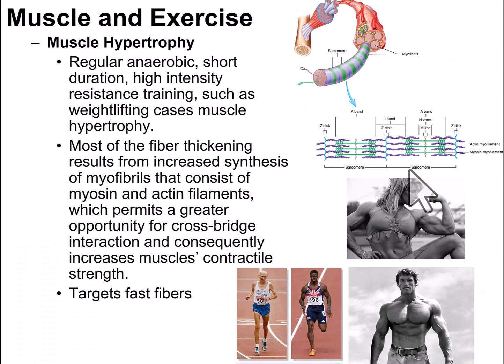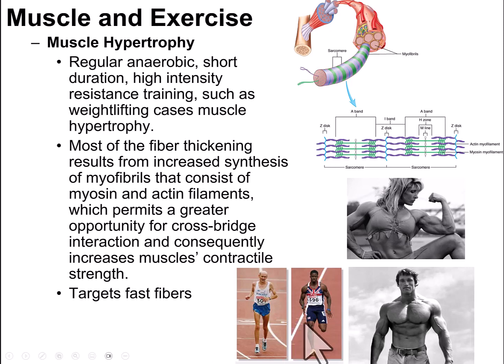When you look at muscle hypertrophy, well, regular anaerobic, short duration, high intensity resistance training, such as weightlifting, causes muscles to hypertrophy. Most of that muscle cell fiber or myofiber thickening results from increased synthesis of myofibrils. Remember, the myofibrils consist of thick and thin myofilaments, the myosin, the actin, which permit greater opportunity for cross-bridge interaction and consequently increases muscle size and contractile strength. And these target fast fibers. So when you look at these bodybuilders here, it's the fast fibers.